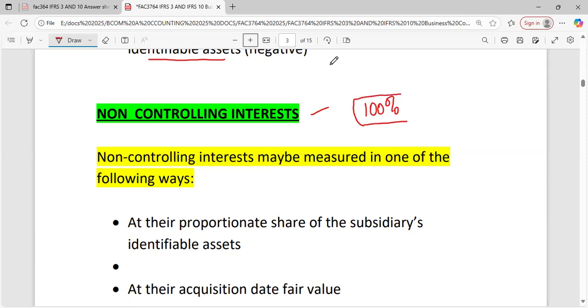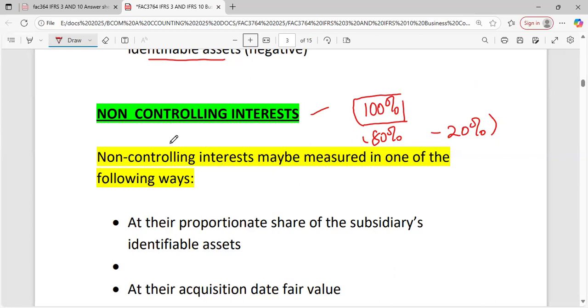But if the acquirer has purchased 100%, there is no non-controlling interest. You can only have a non-controlling interest if, for example, the acquirer has 80% interest in the subsidiary. Then it means the difference, which is 20%, is going to be non-controlling interest.